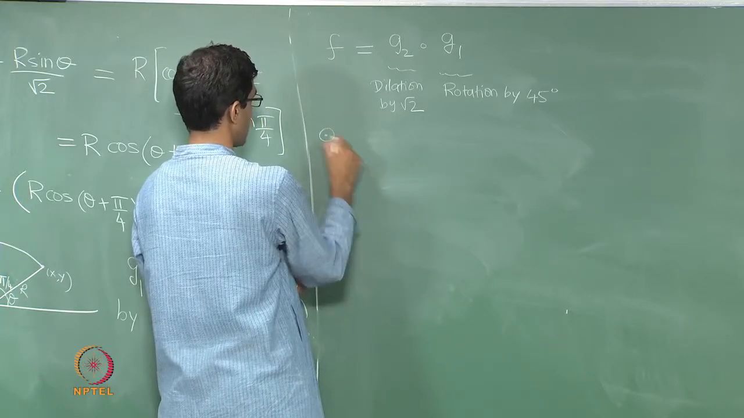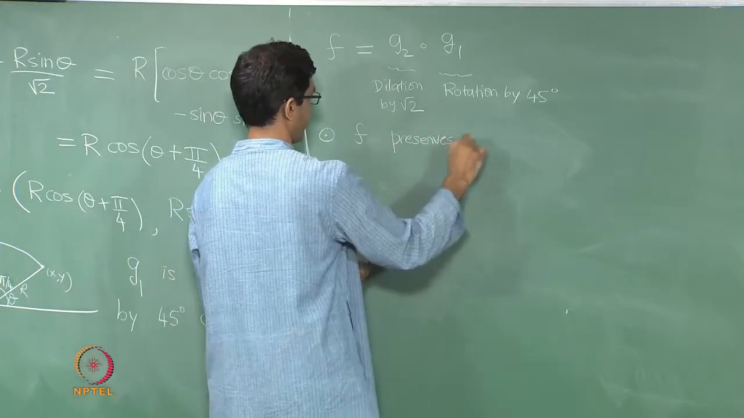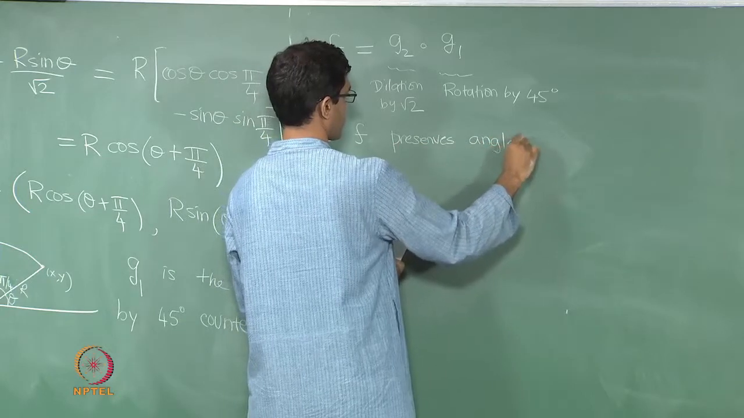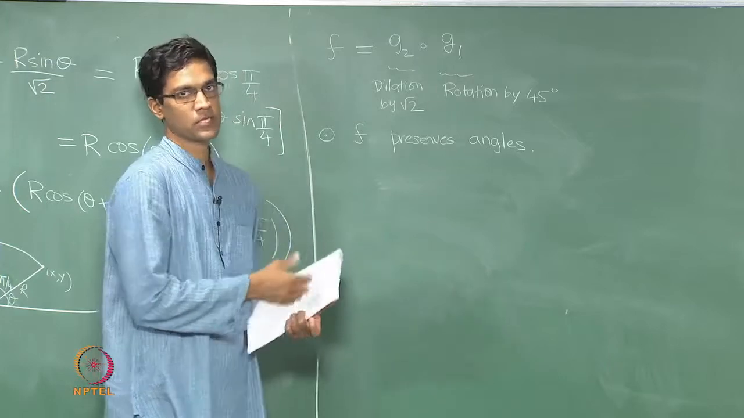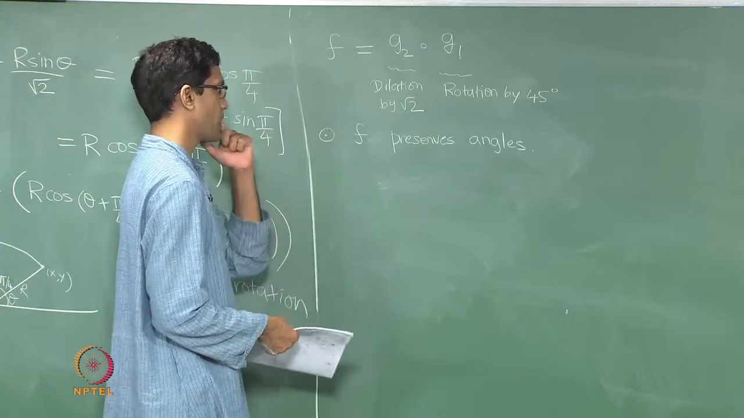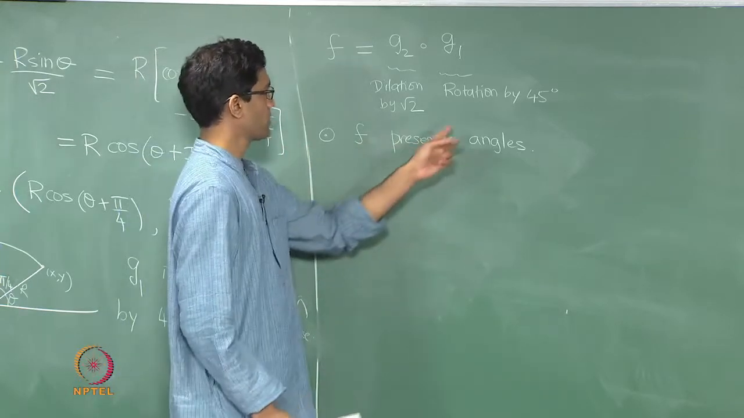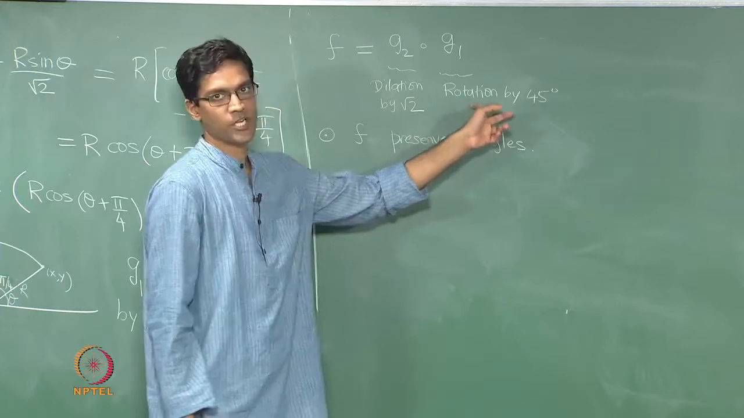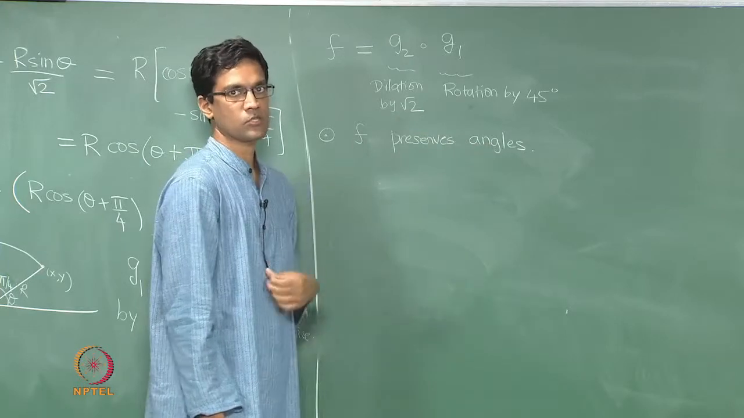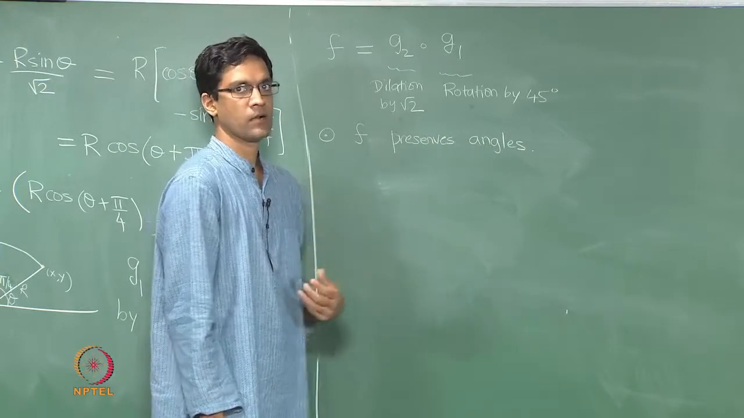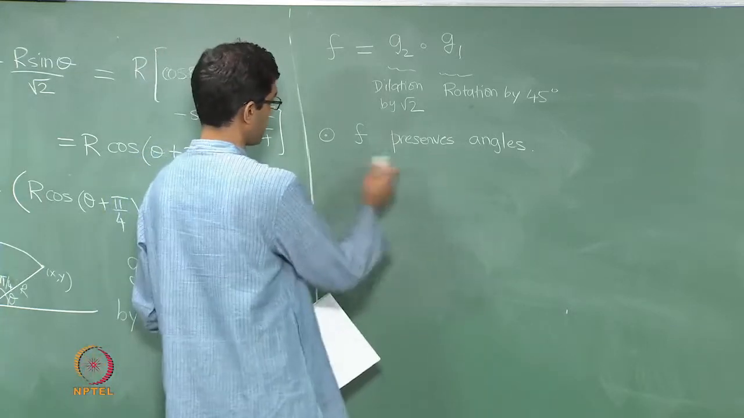Observe, this means that f preserves angles. If I have say two lines which make some angle theta and I apply f to it, what I will get will be two more lines which still make the same angle theta. And why is that? Because the first operation, rotation, does not change angles. The second operation, dilation, as we just saw, also does not change angles. So, when you do the first followed by the second, the angle cannot change, neither of the two constituent pieces can change the angle. Okay. So, f does preserve angles.